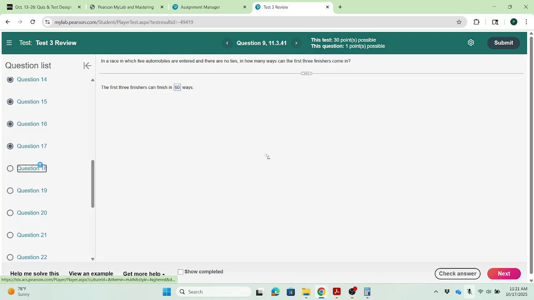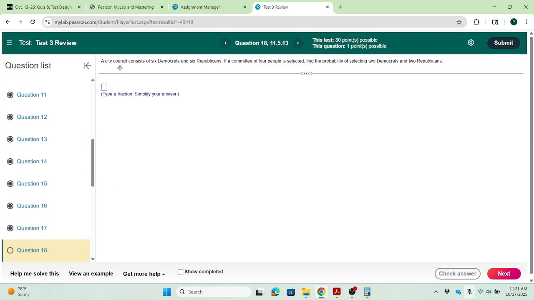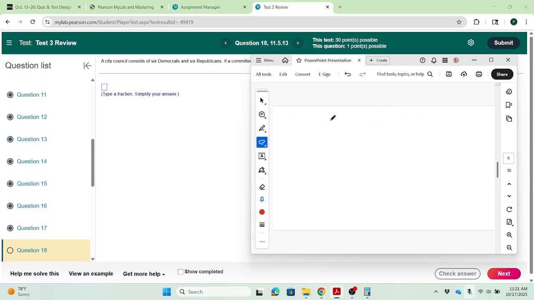Okay, I didn't find it, so let me just go over this problem. A city council consists of 6 Democrats and 6 Republicans. If a committee of 4 people is selected, find the probability of selecting 2 Democrats and 2 Republicans. So you need to find out how many different ways 4 people can be selected from 12. So 4 people from 12, and we don't care about the order, that's why it's a combination problem.